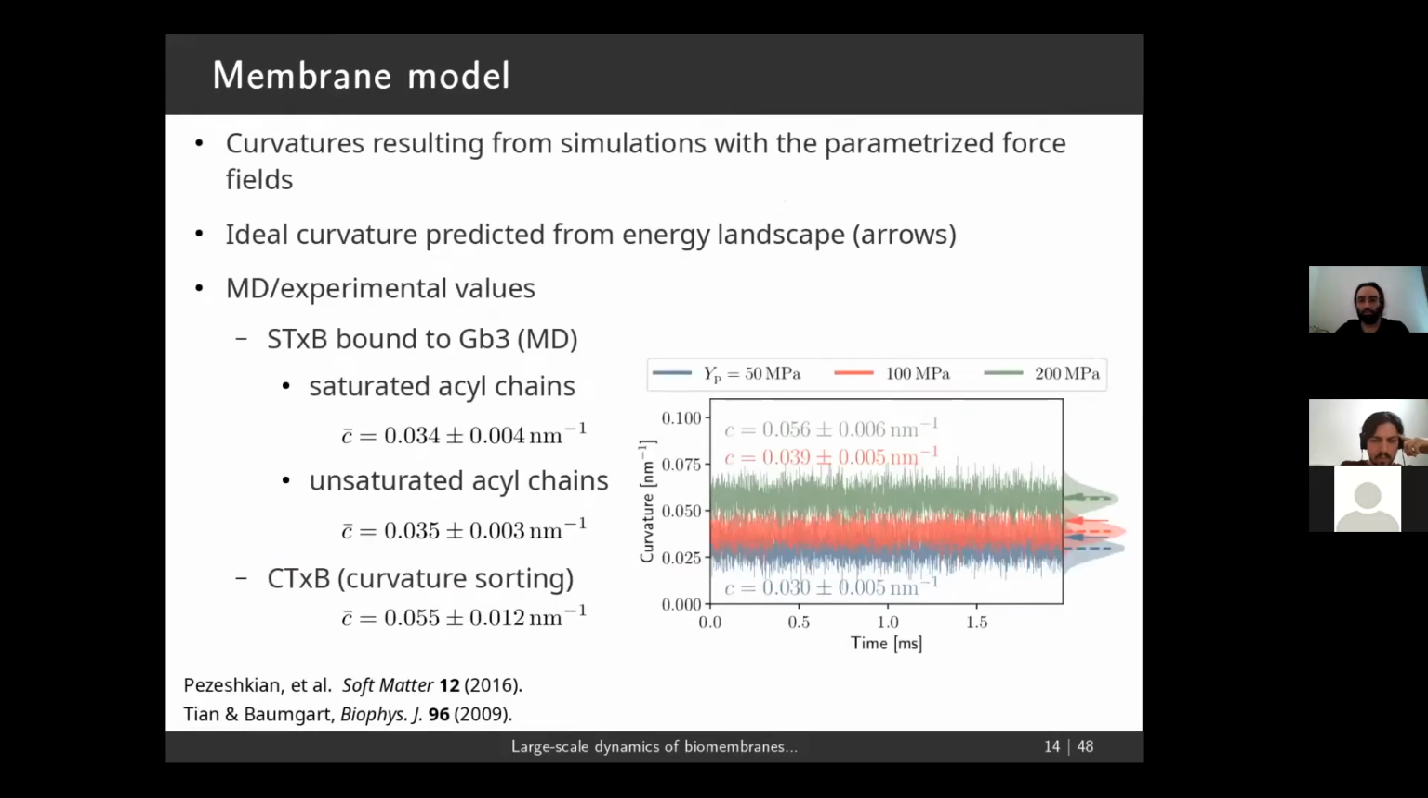And also, I have basically looked at the case where I have a protein on top of the membrane, and what would be the curvature resulting from different elasticities prescribed for this protein. And I've also compared with certain experimental or simulation values for these curvatures to show that we can cover the range of interesting curvature inducing agents.